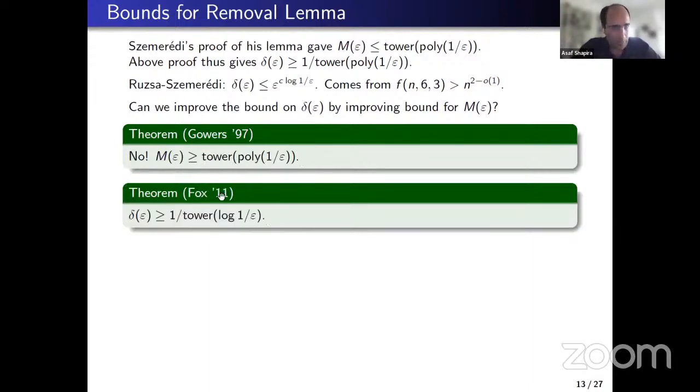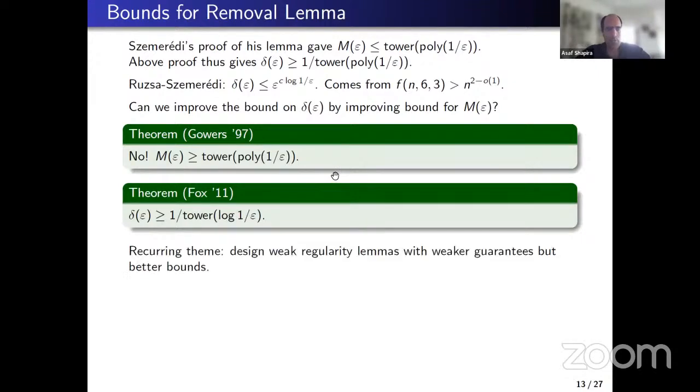But about 10 years ago, Fox managed to find a new proof of the removal lemma that avoids the regularity lemma and gives a bound which is a tower of only height logarithmic in 1 over epsilon, instead of polynomial in 1 over epsilon. Now it's worth mentioning that the recurring theme in extremal combinatorics is to try to design weak versions of the regularity lemma.